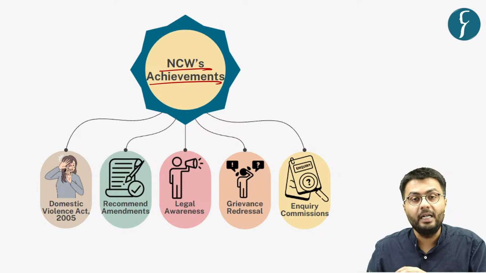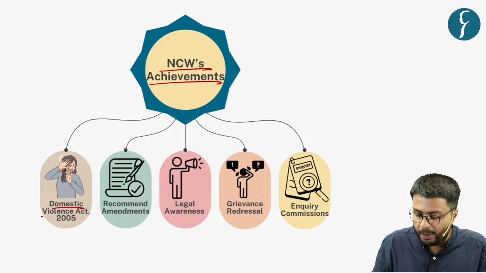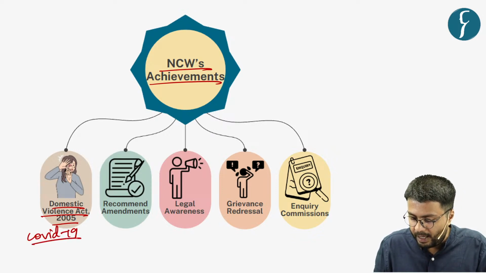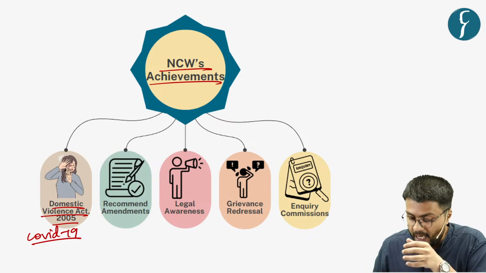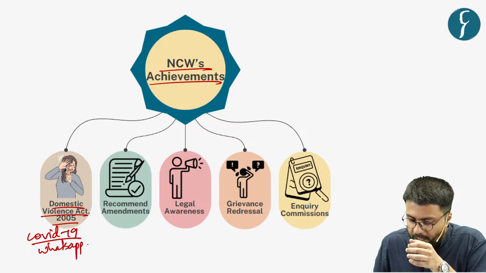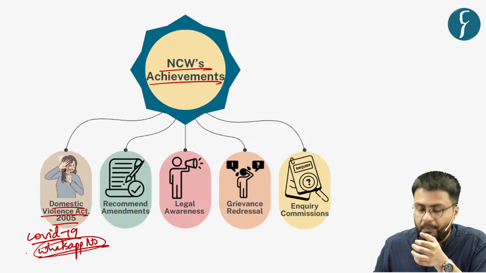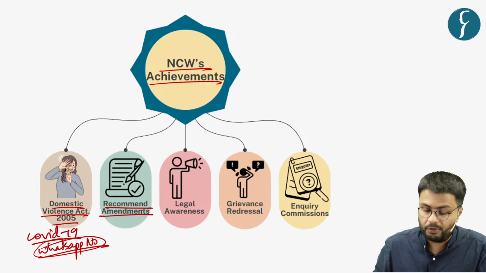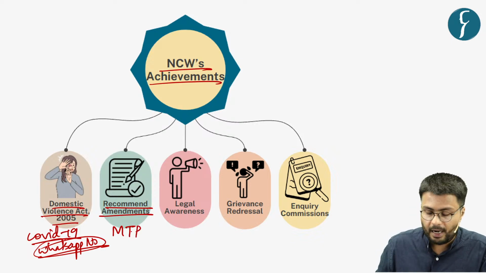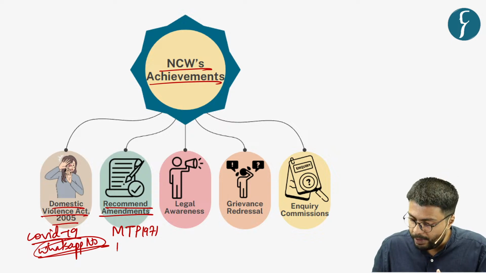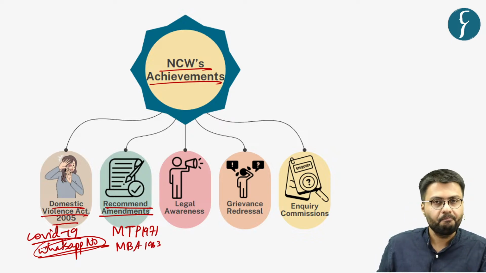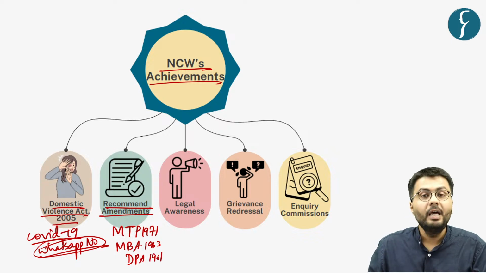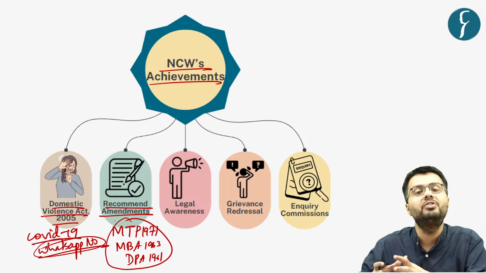The first is that this body, that is the National Commission for Women, played a key role in the enactment of the Domestic Violence Act of the year 2005. Further, during the COVID-19 pandemic, where there were cases of violence against women, this body came up with a WhatsApp number which enabled women to register their complaints over the WhatsApp messenger itself. Further, from time to time, this body has also proposed various amendments to key laws in the country. For example, the Medical Termination of Pregnancy Act, which was brought forward in 1971, or amendments to the Maternity Benefits Act of the year 1963. Further, this body also suggested amendments to the Dowry Prevention Act of the year 1961 in order to make all these laws more effective and stringent in general.